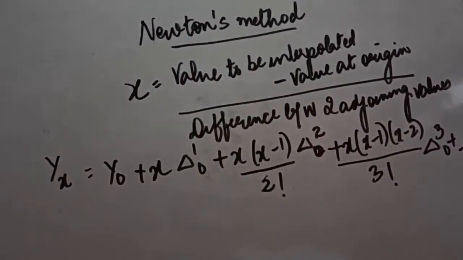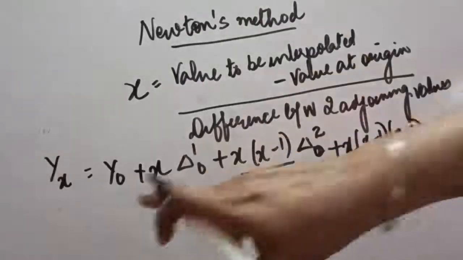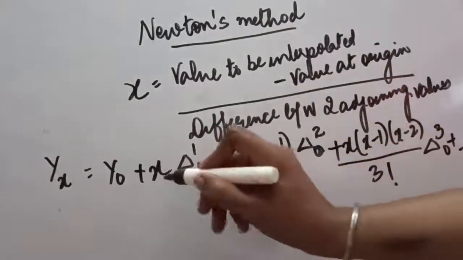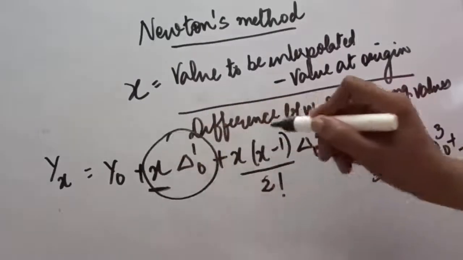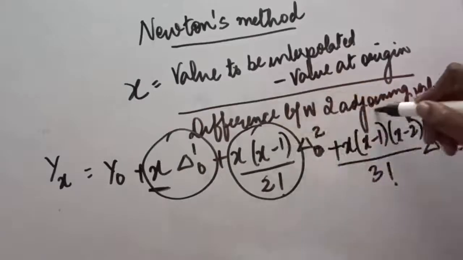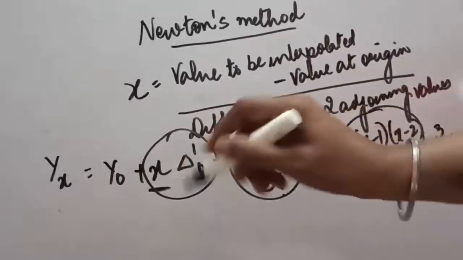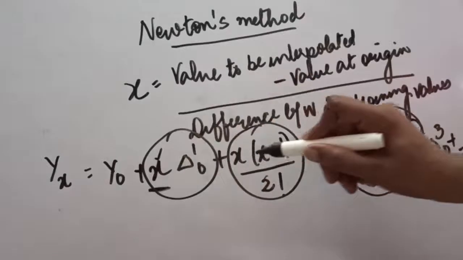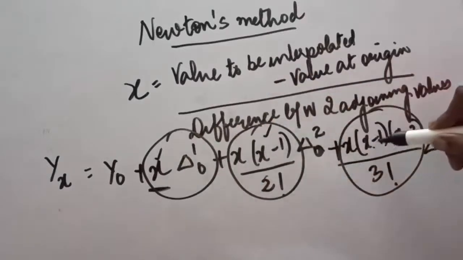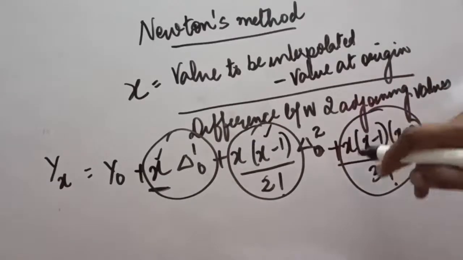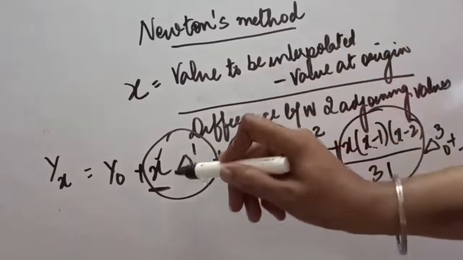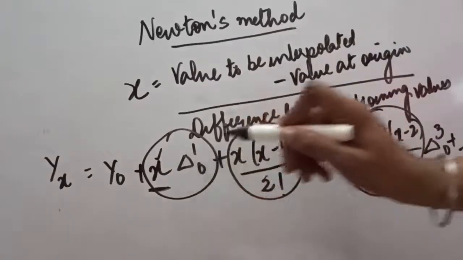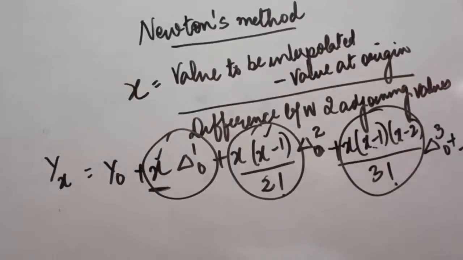It is easy to remember this formula. We just have to start with y0. Then you can see it is x over here. This is the first stage of the formula. This is the second stage of the formula. And this is the third stage of the formula. In the first stage, we have only x. In the second stage, x and x minus 1. If you have to expand this formula further, it will be x, x minus 1, x minus 2, x minus 3. Here it is multiplied by delta y0, then delta squared y0, then delta cubed y0.